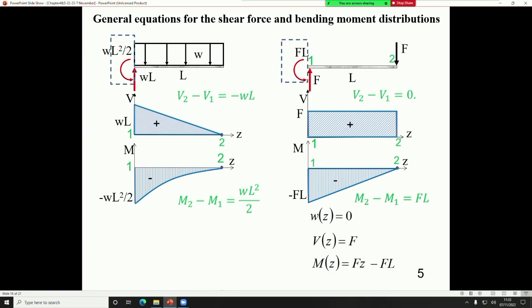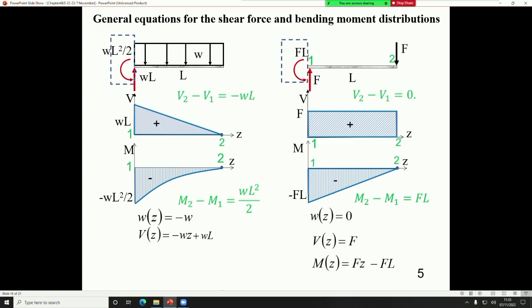Now writing the general equations. The distributed load is constant, so we just say at the moment it's downwards, minus W. The integral of shear force is minus WZ, but we have a constant value at the beginning, so we have to add plus W at zero. When you integrate a finite function, you have to add a constant value. So at Z equal to zero, the shear force is WL.